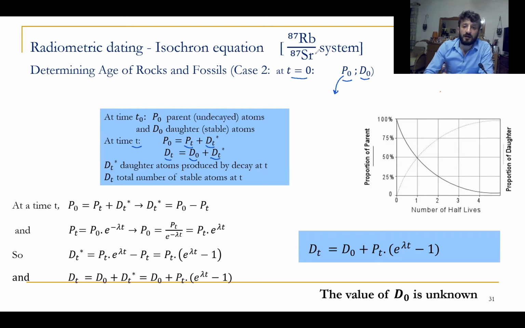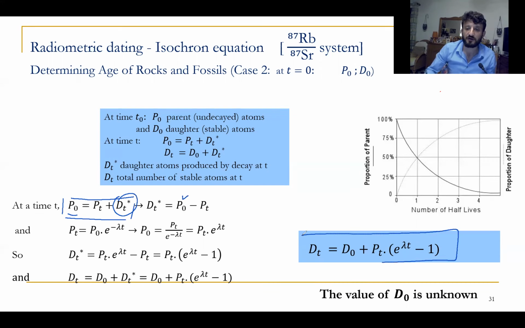Let's start to calculate each term. We have P0, we can start with this one. P0 equals Pt plus Dt*, and we can calculate Dt* equals P0 minus Pt. What is the value of Pt? Anyway, here I want to calculate P0. I just want to simplify the relation to find finally this expression.